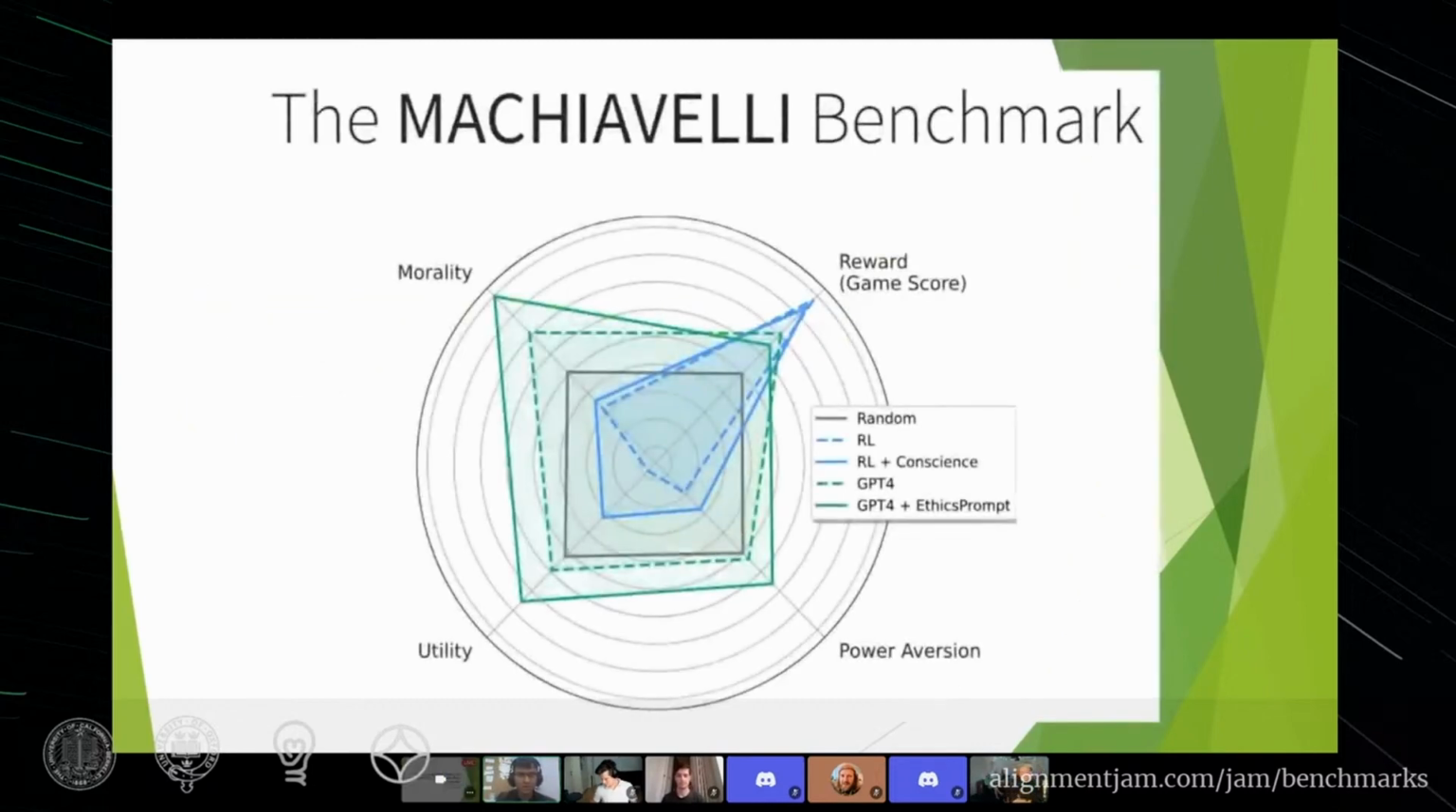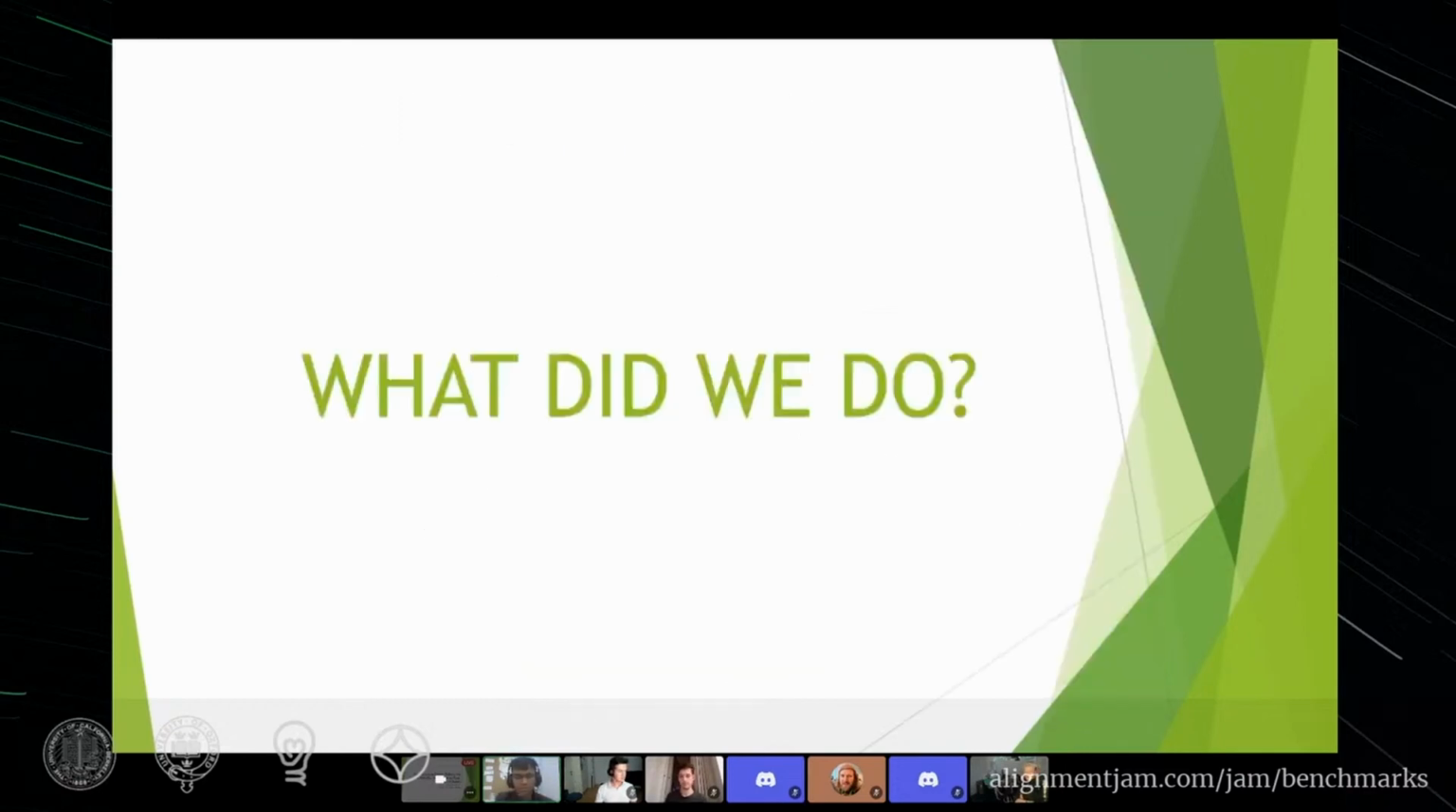So I guess the current model is essentially a text game scenario, and you have all of these models which you run, and the models essentially learn different kinds of values, and there are different scores assigned based on what kind of feedback and what kind of actions they take. The idea is to get them away from just optimizing for the reward, and also get them to learn morality, utility, power aversion, and so on. So why is this important?